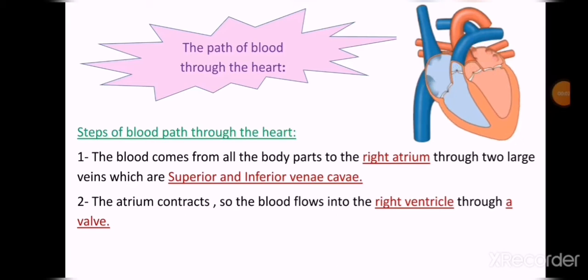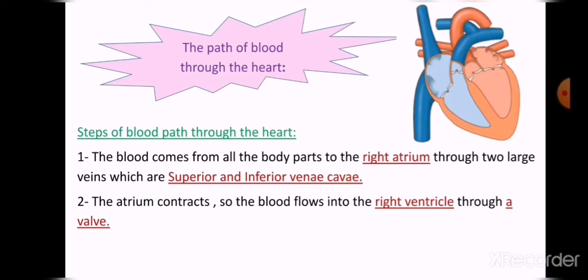Let's start to complete our lesson today, which is called the circulatory system. In this video, we are talking about the path of the blood through the heart. Okay? We are talking about the blood circulation, or the steps of the blood that pass through the heart.